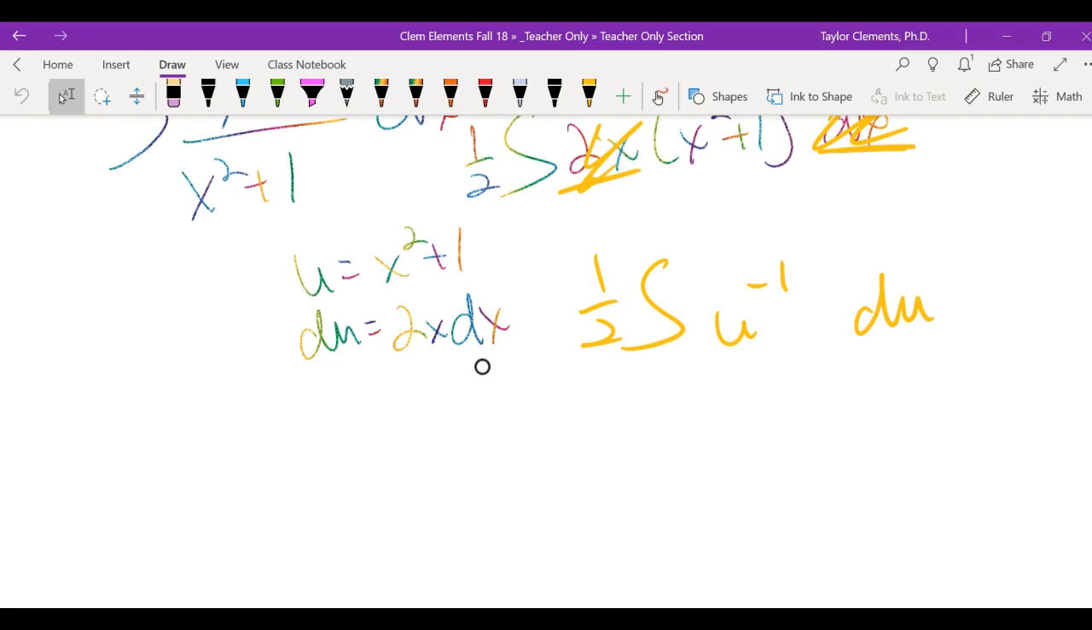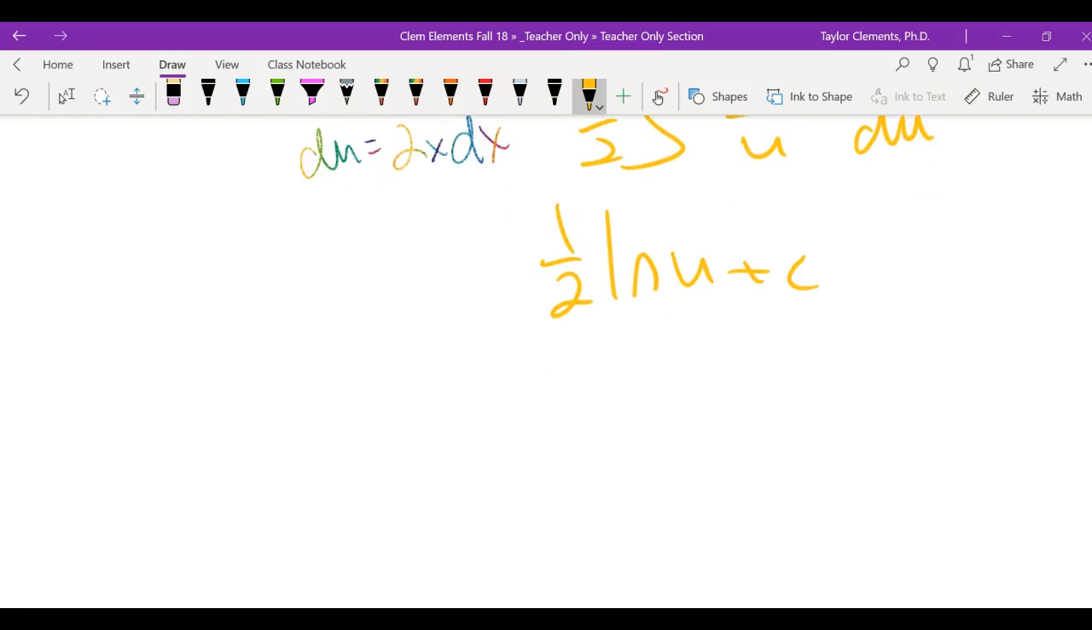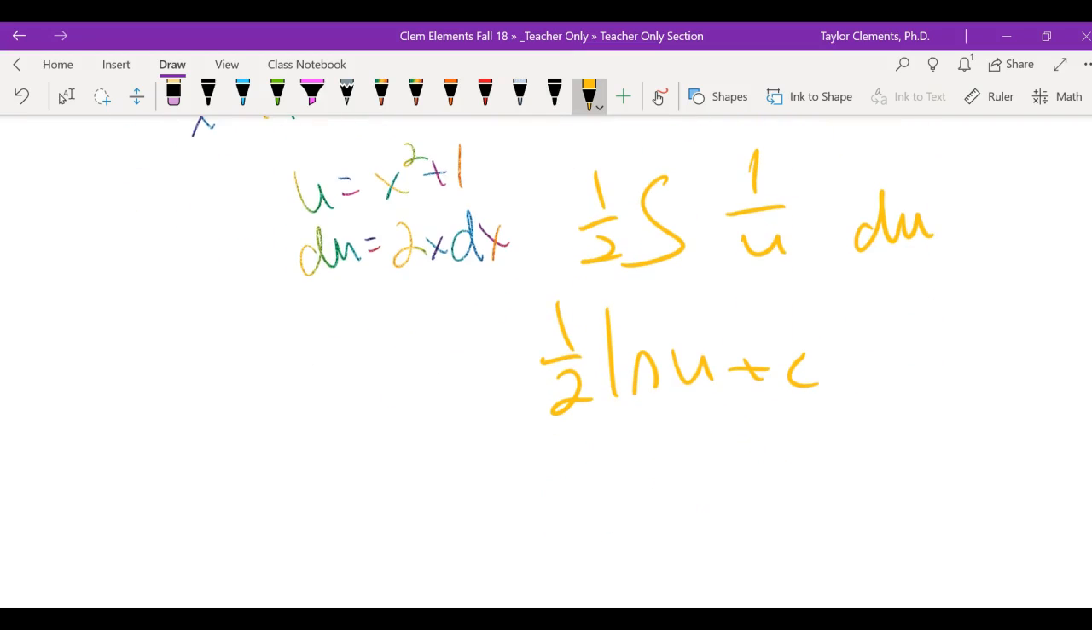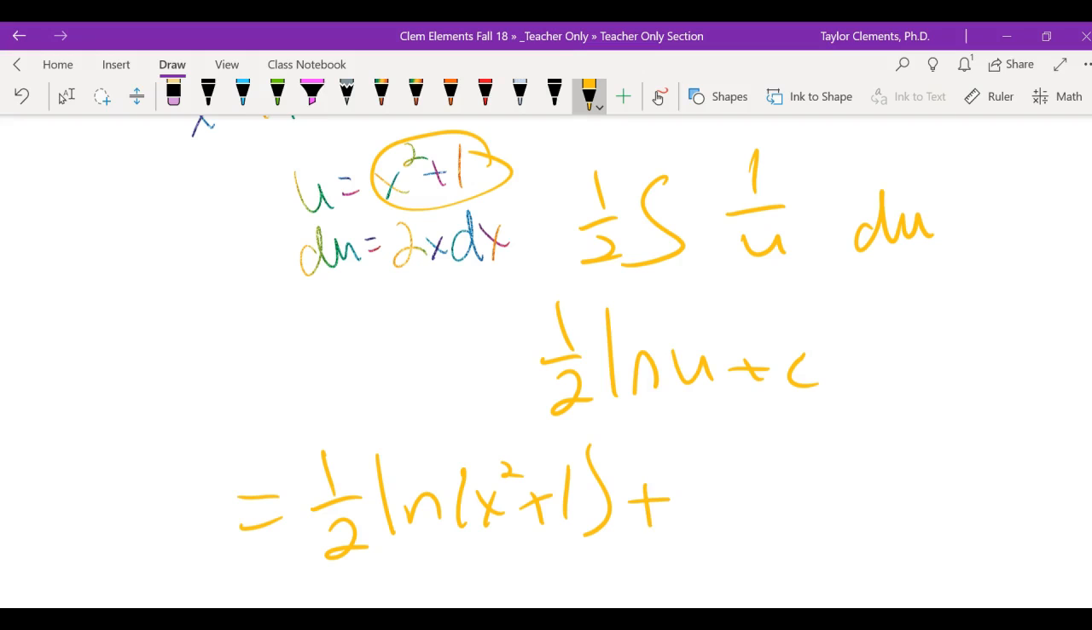We haven't done this as much yet, so we're going to start practicing it now. That's the same as 1 over u. And the antiderivative of that is natural log of u. So whenever we see something like this, that's what's going to happen. 1 over u, and the antiderivative is natural log of u. Let's put our u back in there. So the answer is 1/2 natural log of x squared plus 1 plus c.